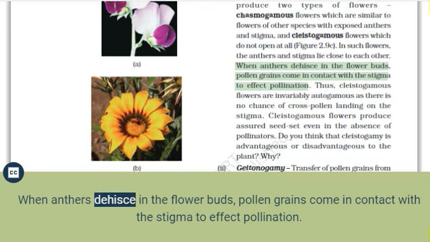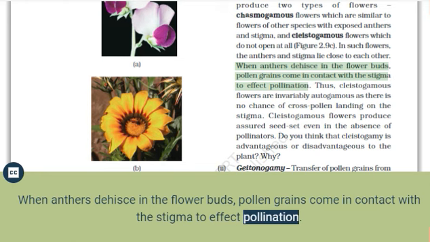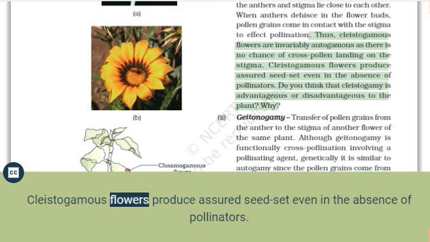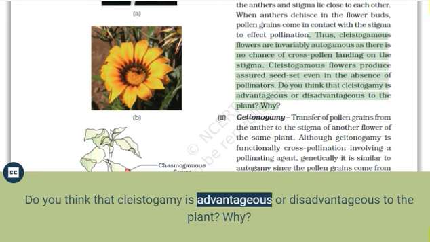When anthers dehisce in the flower buds, pollen grains come in contact with the stigma to effect pollination. Thus, cleistogamous flowers are invariably autogamous as there is no chance of cross-pollen landing on the stigma. Cleistogamous flowers produce assured seed set even in the absence of pollinators. Do you think that cleistogamy is advantageous or disadvantageous to the plant? Why?